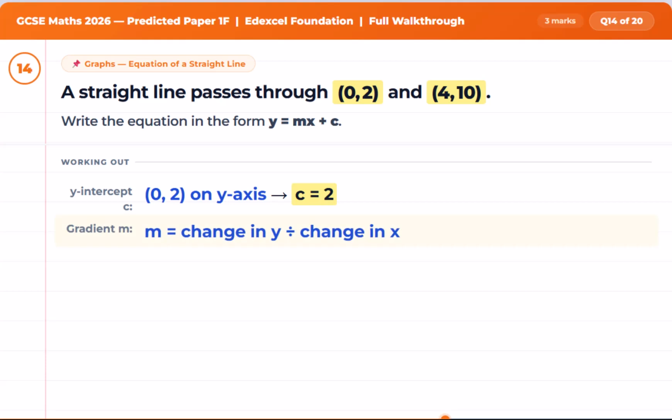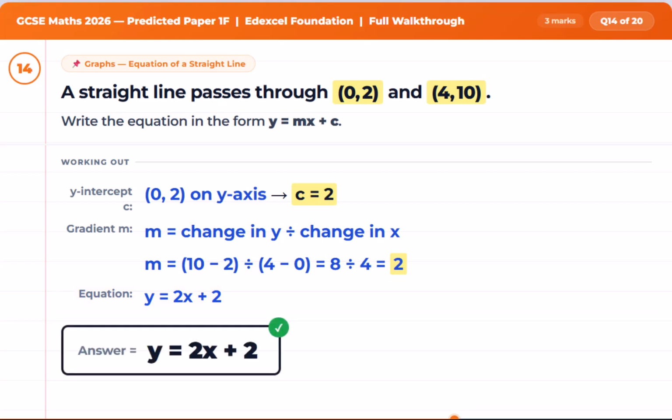Find the gradient using change in y divided by change in x. 10 minus 2 divided by 4 minus 0. 8 divided by 4 equals 2. Substitute m equals 2 and c equals 2. The equation is y equals 2x plus 2.